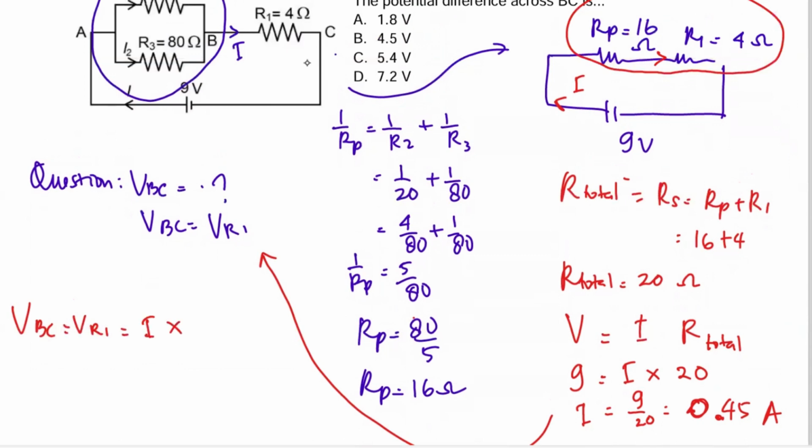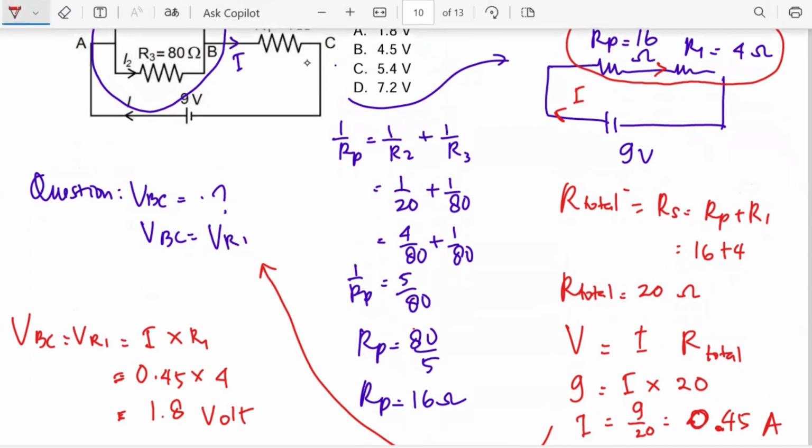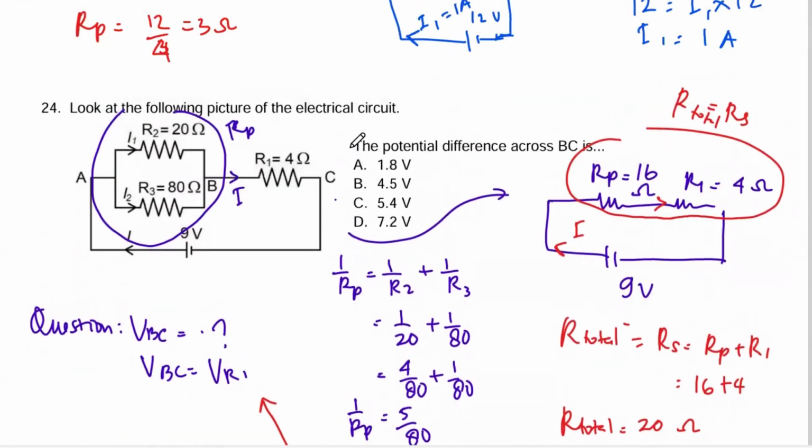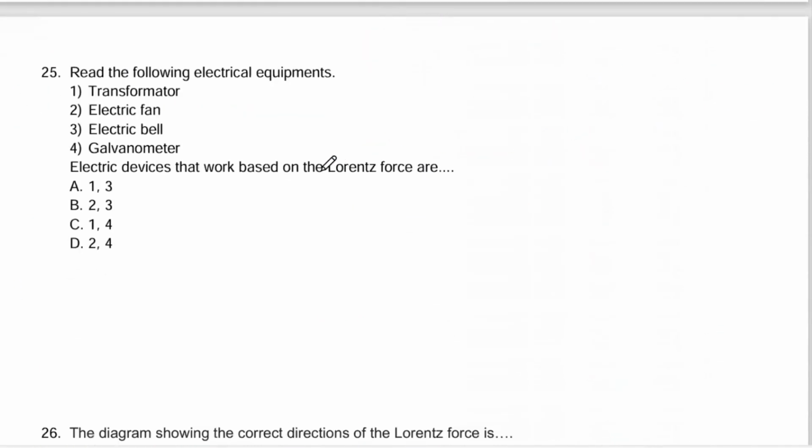As you see in this picture, it's actually I times R1. So I is 0.45 times R1, which is 4. So 0.45 times 4 is 1.8, 1.84. The answer is A, 1.84. Okay, that's question number 24. The next one, question number 25.